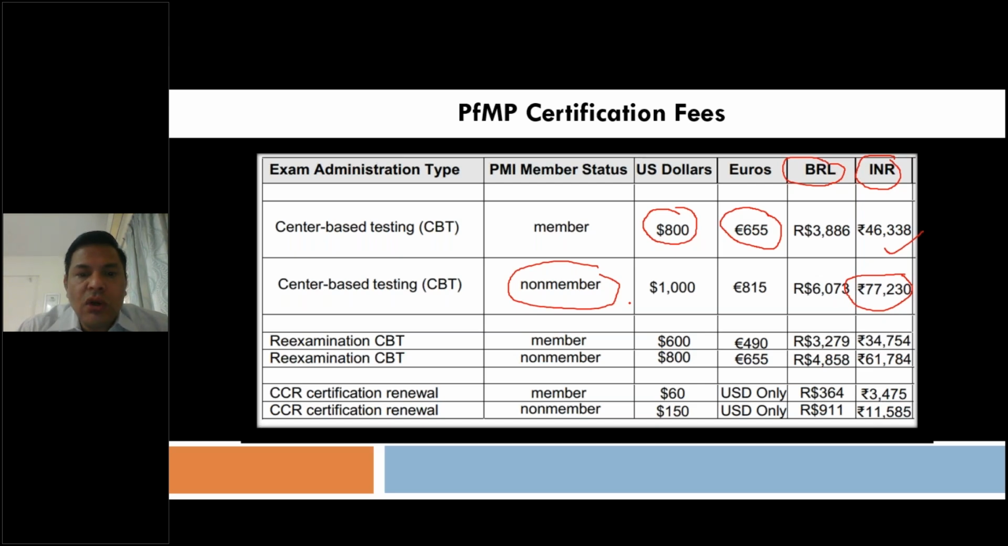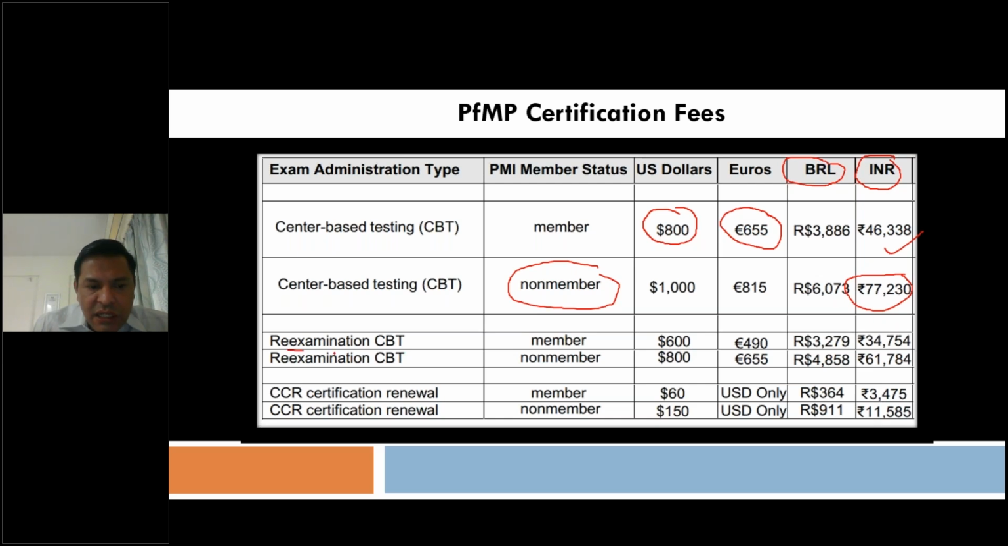You will get a discount on your exam fees, and PMI has more than 20-30 practice standards, foundational standards, and other resources which are rich in knowledge and information. Whenever you get time, if you want to improve yourself as a professional, there's a risk management framework, a business analysis framework, a project management framework, a program management framework, and many other practice standards you can download once you become a PMI member. So this is a little bit about the PfMP exam fees.